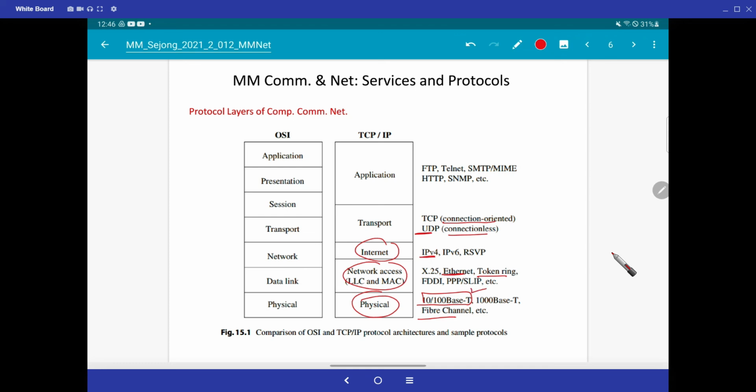Okay. So these are some of the comparisons between your OSI and the TCP/IP model. But as I explained, the OSI is basically a conceptual thing, and I believe that the way I explained it will be helpful for you.